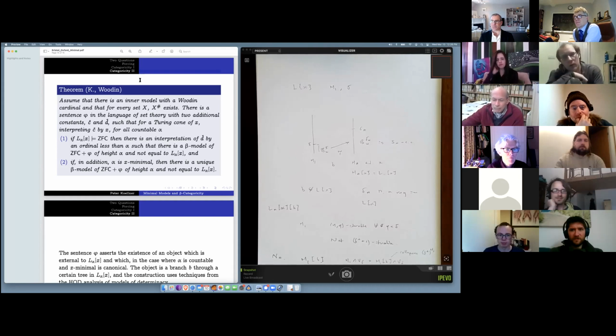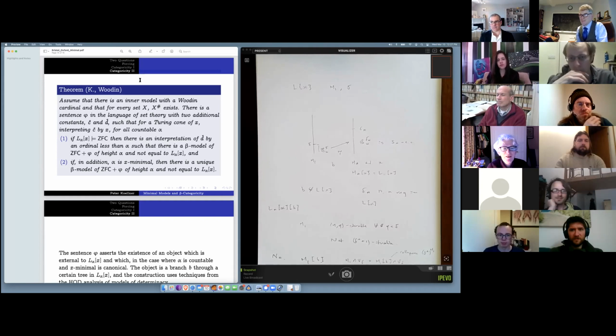So maybe there's a way of just looking at this tree and seeing downstairs whether there's anything analogous to that. That's very interesting. Thanks. Any more questions or comments?